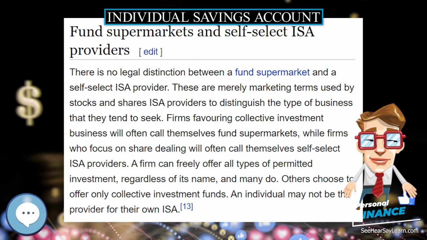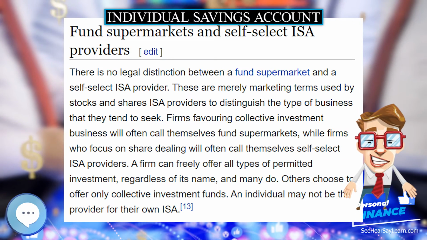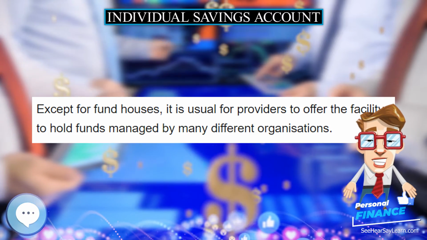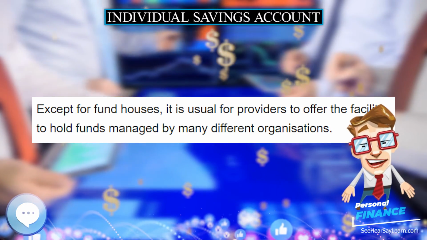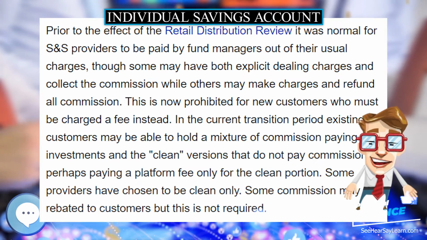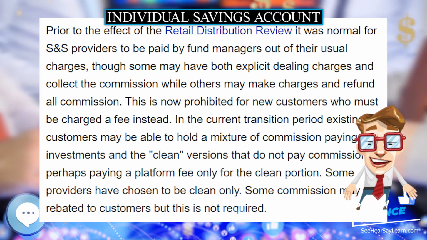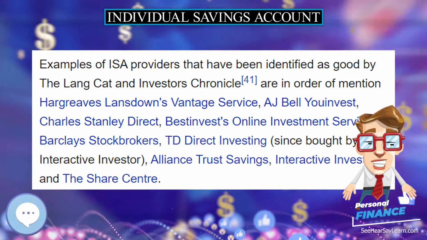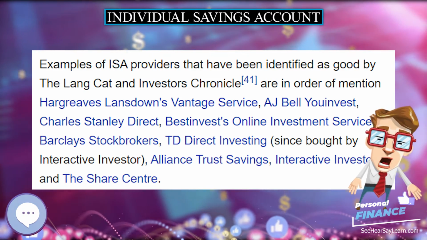Transfer rules. Transfers between providers are allowed. A transfer from a cash ISA to another cash ISA must usually be completed within 15 business days. Any other type of account transfer must usually be completed within 30 days. There are a range of restrictions and workarounds.